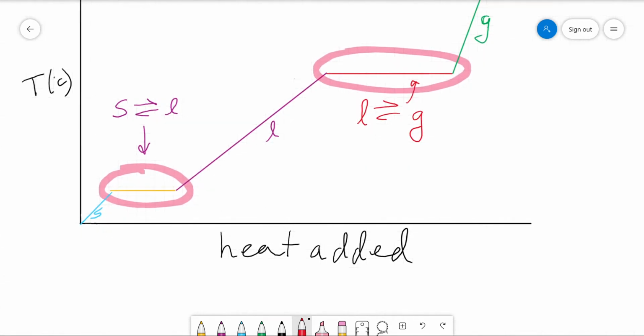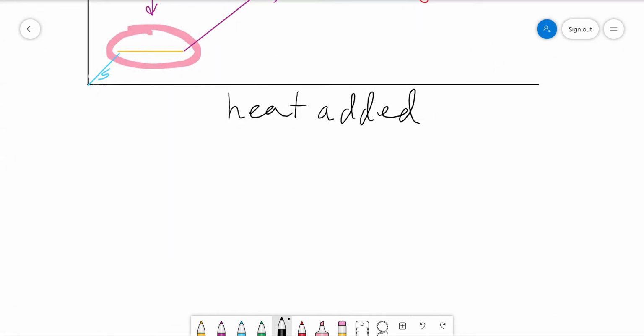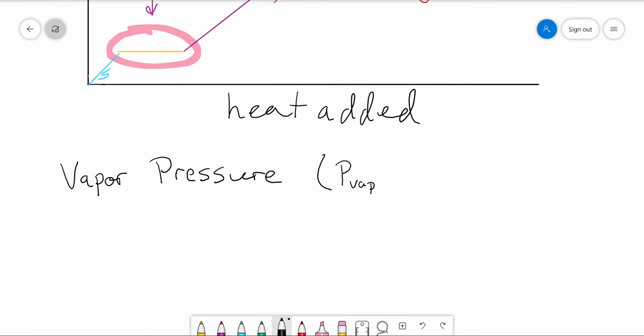And we're going to zoom in on both of those, or at least on the liquid to gas phase. We're going to talk about that transition in a little bit more detail. So we are going to talk about vapor pressure. Vapor pressure is given the abbreviation, usually P VAP. That's just P with a subscript VAP for vapor.